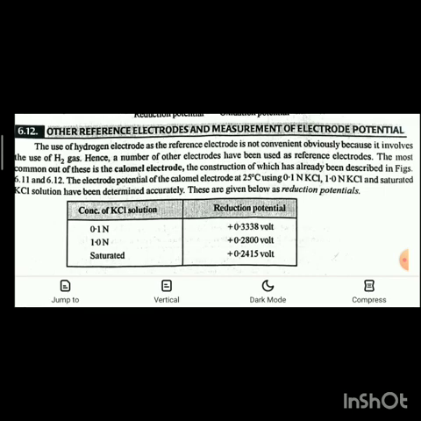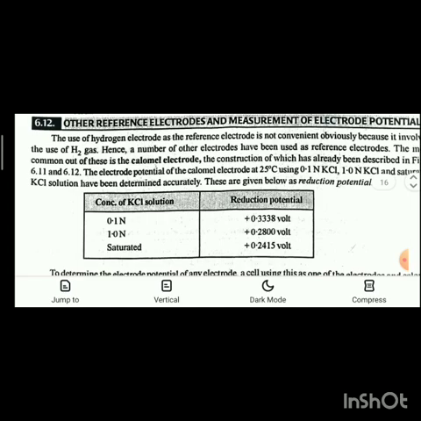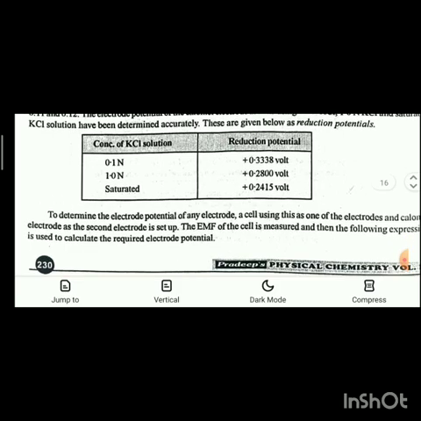The electrode potential of the calomel electrode at 25 degrees Celsius using 0.1 normal KCl, 1.0 normal KCl and saturated KCl solution has been determined accurately. These are given below as reduction potentials. For 0.1 normal KCl solution, the reduction potential is 0.3338 volt. For 1.0 normal KCl, 0.2800 volt. For saturated KCl solution, 0.2415 volt.